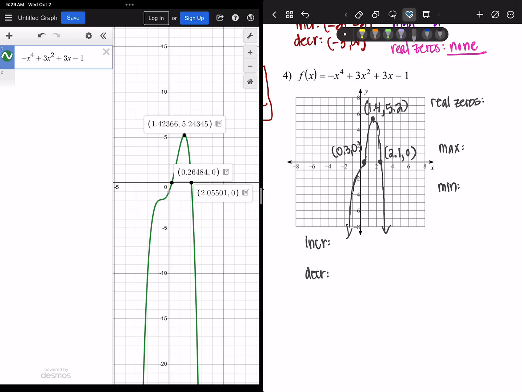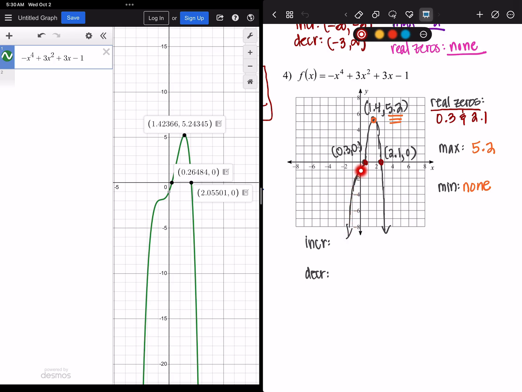The zeros, the real zeros, are your x-intercepts. So 0.3 and 2.1, there's two of them. The maximum comes from the y value of the turning point. So the maximum is going to be 5.2. There is no minimum. So there's no low point where the graph goes from decreasing to increasing.